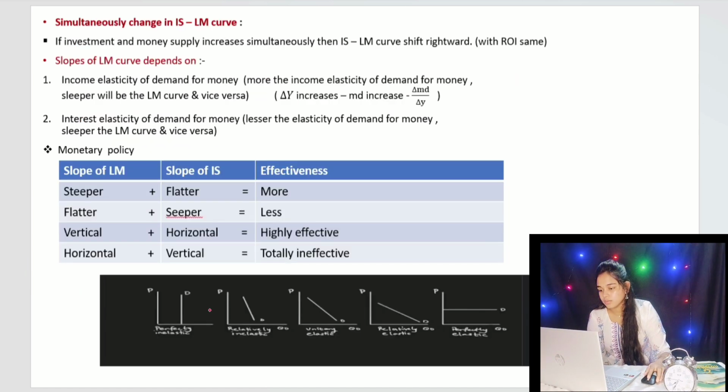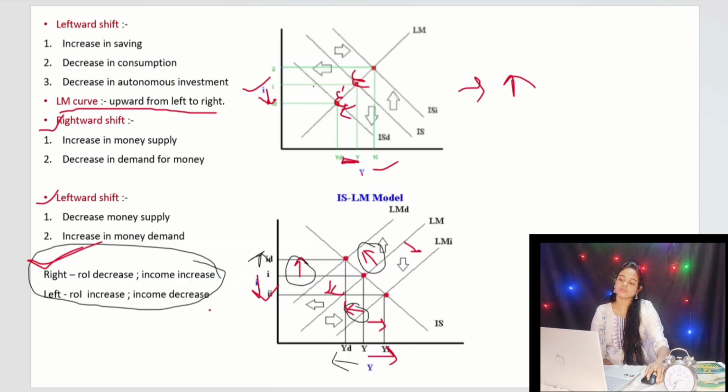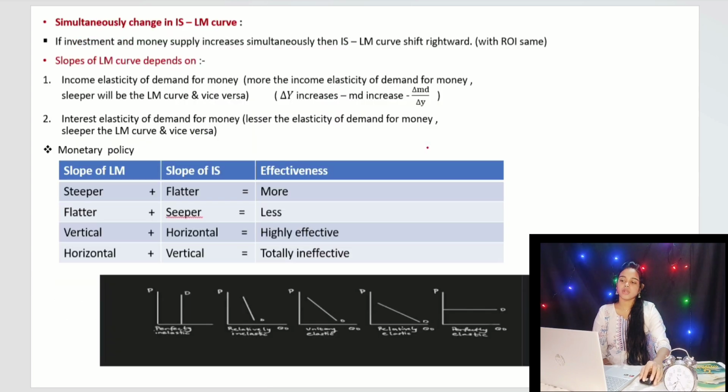In case of the IS curve, if the IS curve shifts rightward, the rate of interest and the income will rise. And if the IS curve shifts leftward, then the interest rate and income will reduce. Simultaneous change in the IS-LM curve: if investment and money supply increase simultaneously, then the IS-LM curve shifts rightward with the rate of interest the same.